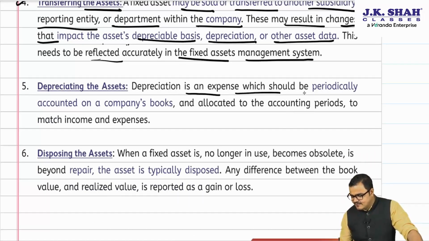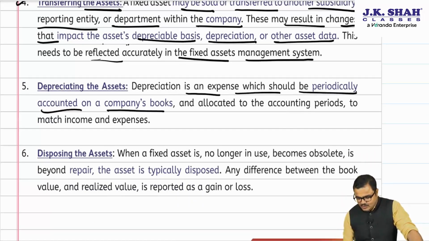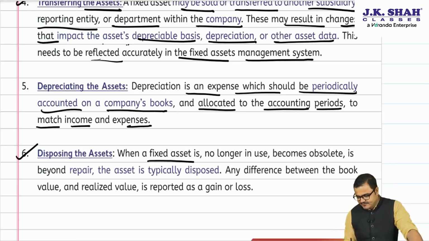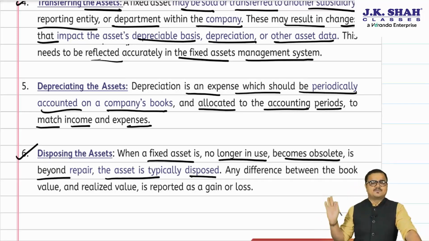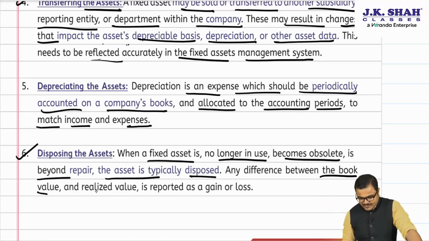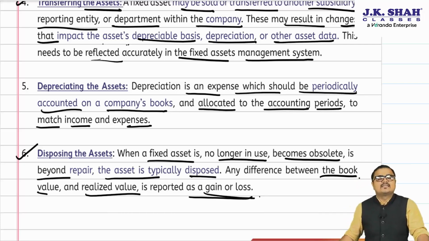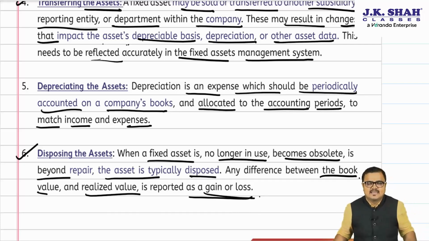Sir, depreciating the assets. Depreciation is an expense which should be periodically accounted on the company's book and allocated to the accounting period to match the income and expenses. Disposing the assets. When the fixed asset is no longer in use, becomes outdated, it is beyond repair, the asset is typically disposed. Any difference between the book value and realized value, it must be reported as a capital gain or the capital loss. These are the steps involved in our fixed assets system. Am I very clear to you?